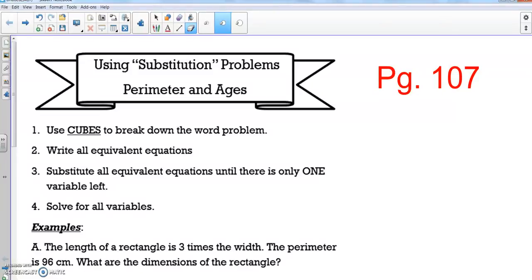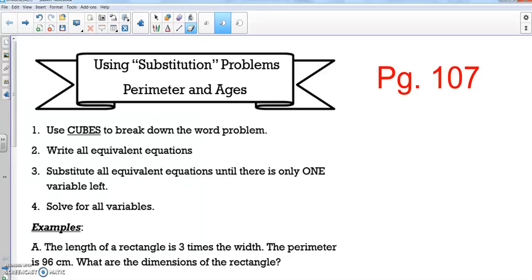Hey guys, this recording is for October 27th, and it is for my second and third block Foundations of Algebra class. You guys should get a sheet to go in your interactive notebook that looks like this. It says using substitution problems, perimeter, and ages, and my classes should put it on page 107.